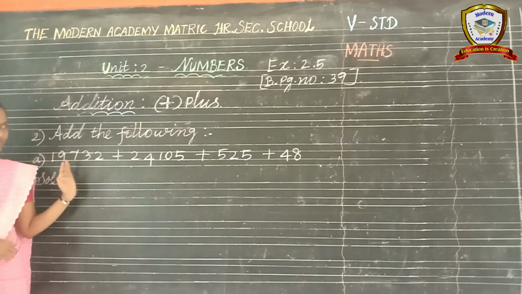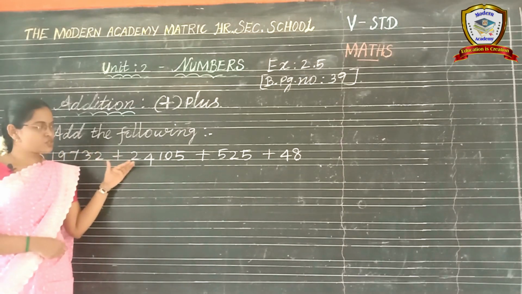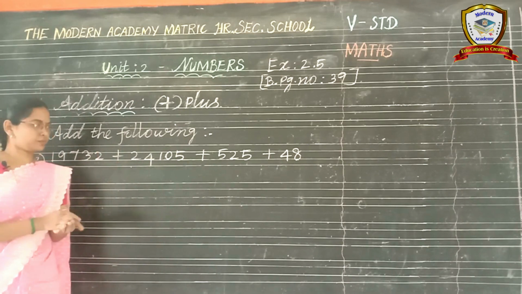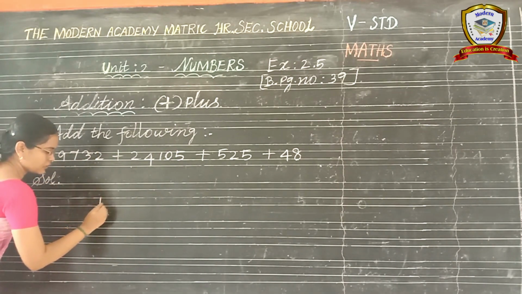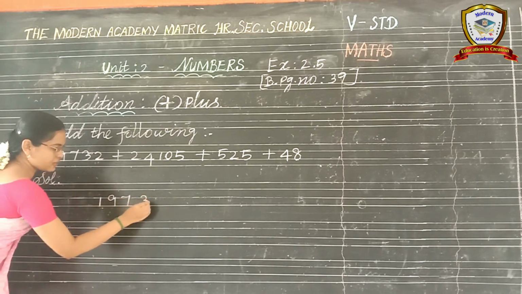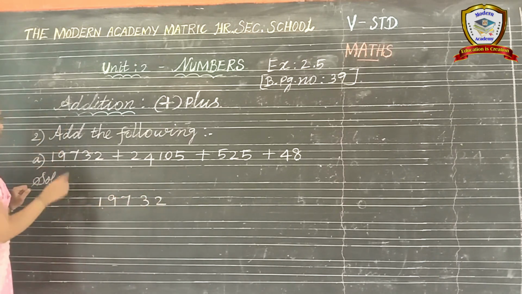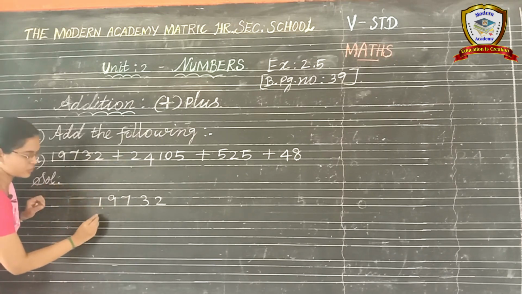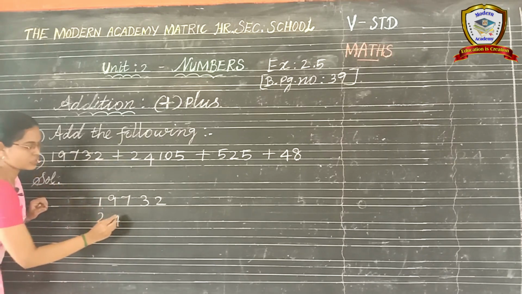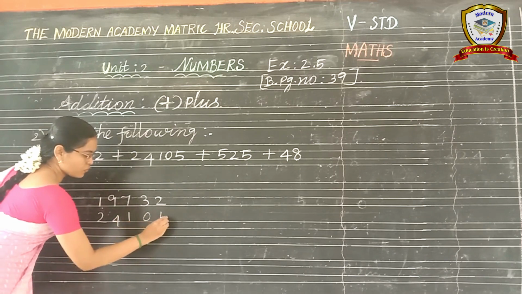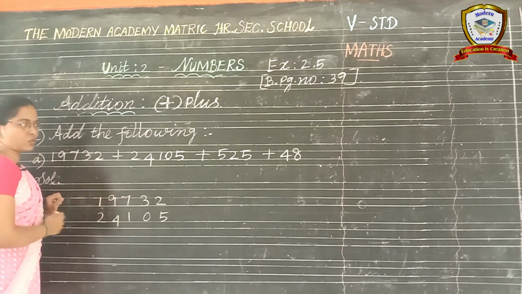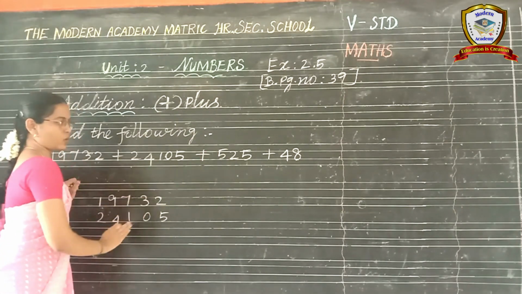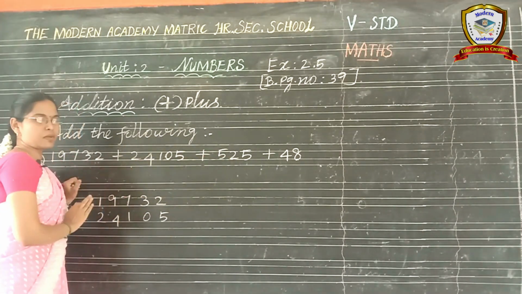Okay, so first of all we should arrange the numbers one by one. Okay, first number is 19,732. Okay, next number also 5 digit number. So we can start from left side. 2, 4, 1, 0, 5. One number to another number, leave the space and write clearly. Okay, next number is 525.